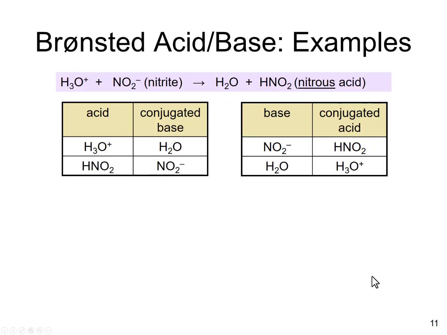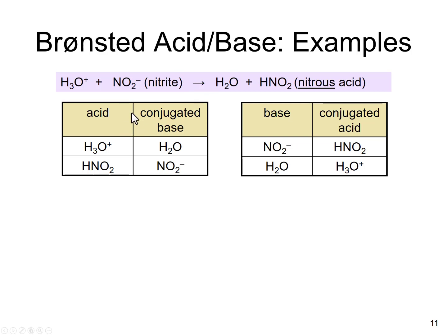Now here you can see selected examples of Brønsted acids and bases that react with each other. In this case, you have the hydronium ion that acts as an acid and donates its proton to the nitrite anion to form water and nitrous acid. Although we depict this here as a simple arrow, you have to remember that all these are equilibrium reactions, and so it's more accurate to actually use an equilibrium arrow here.